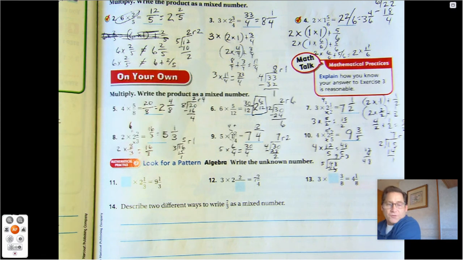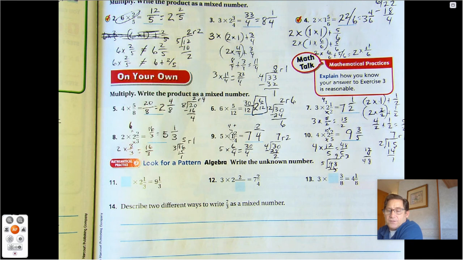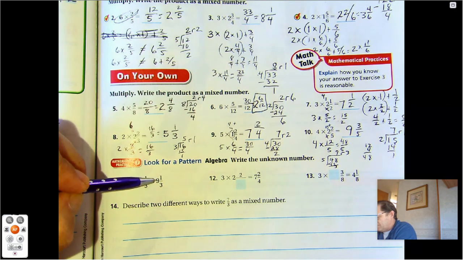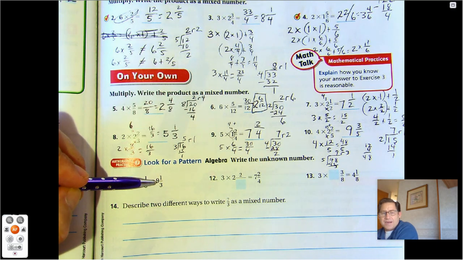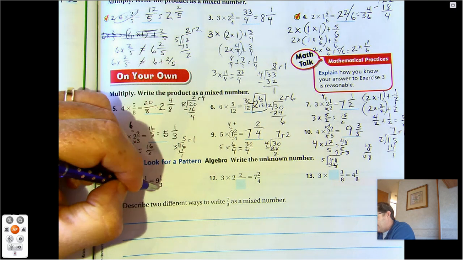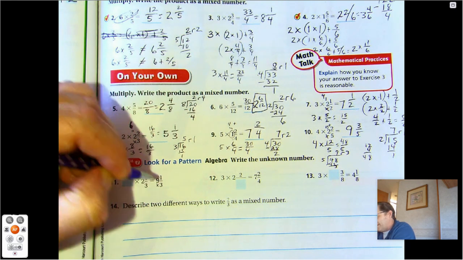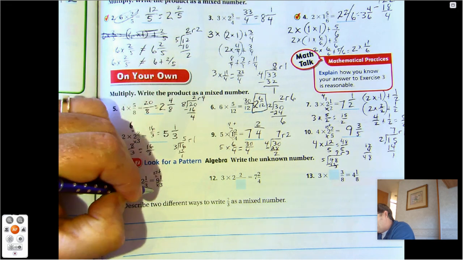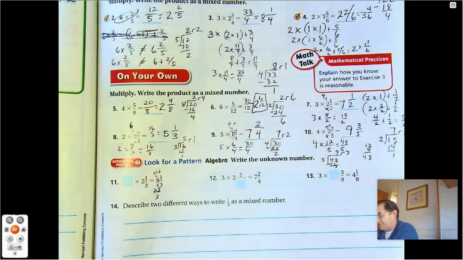All right, 2 and 1/3 times something is 9 and 1/3. Well, what's going to be the easiest way to do this? Well, how many 1/3s do I have here? I know that 9 whole numbers is 27/3. So that's going to be 27 plus 1. That's 28/3.